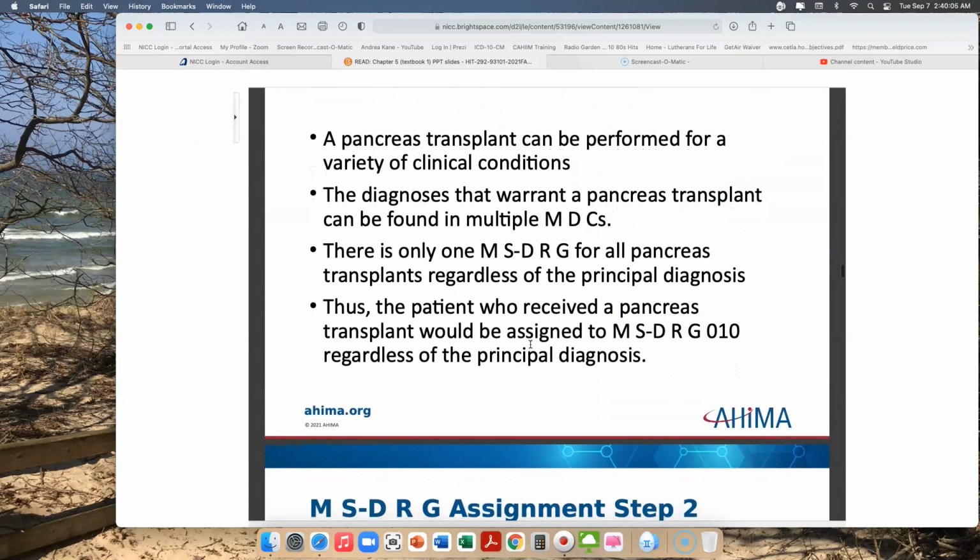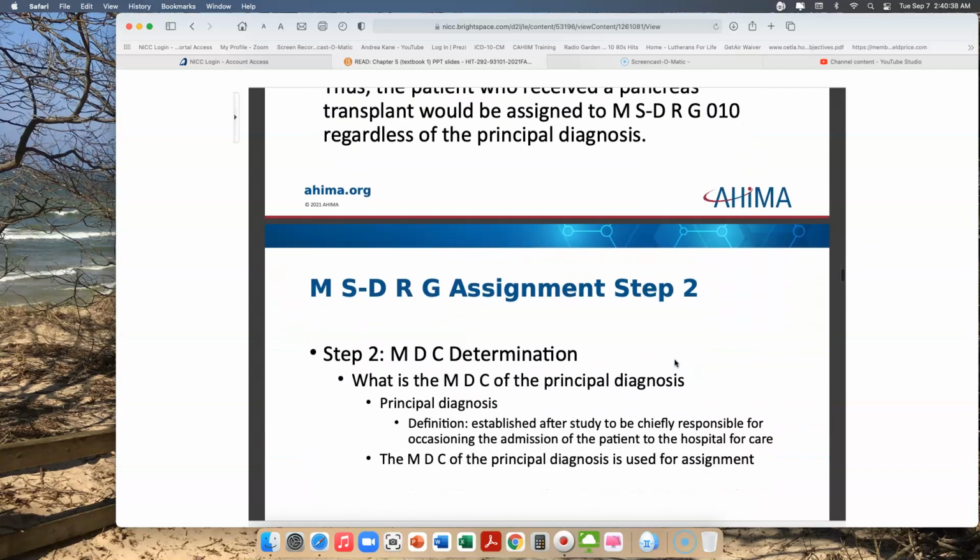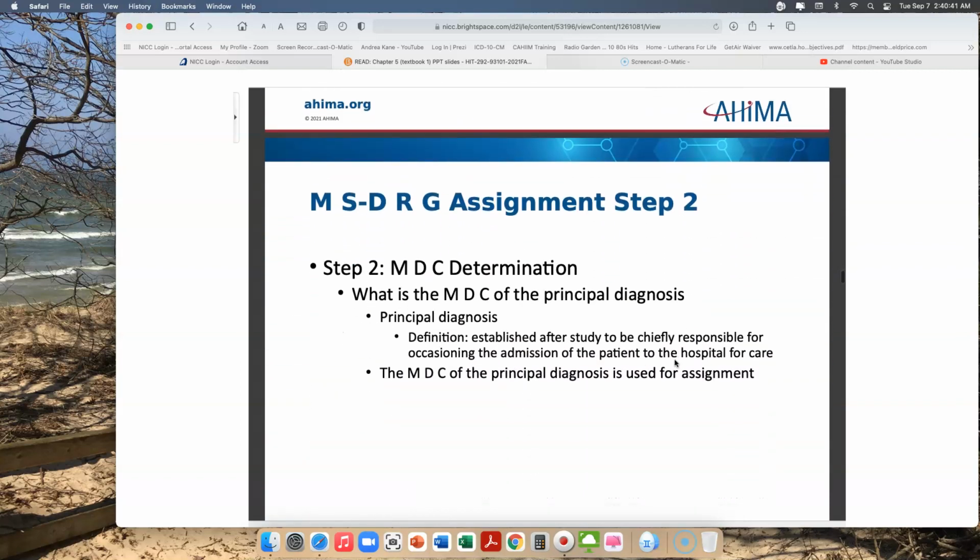So this gives you the example in your textbook that a pancreas transplant can be performed for a variety of clinical conditions. There are diagnoses that warrant a pancreas transplant that can be found in multiple MDCs, but there's only one MSDRG for all pancreas transplants regardless of principal diagnosis. Thus, the patient who receives a pancreas transplant is always going to be assigned to MSDRG 010 regardless of their principal diagnosis. So same thing with the mechanical vent. The procedure is what's going to drive you to your MSDRG in many cases.